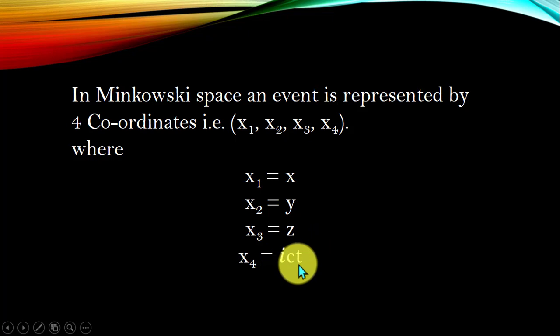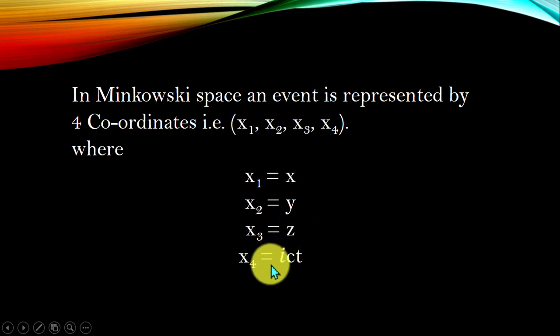Here ct, as I have already told you, c is the velocity of light, t is the time. So ct represents how much distance light has travelled in the time t. So the fourth coordinate has the dimensions of position. So it is a four-dimensional coordinate system. All the four coordinates have equal dimensions, the dimension of the space coordinate.